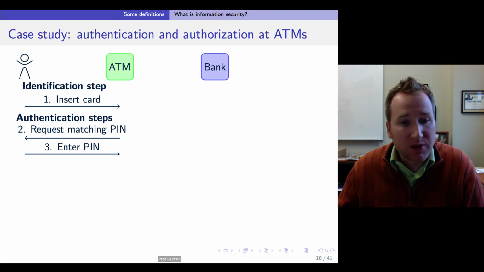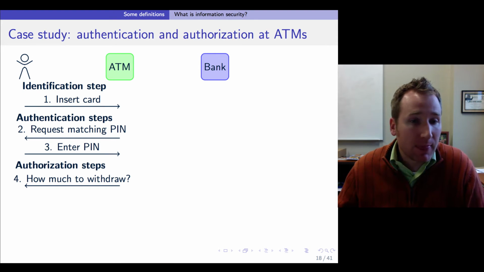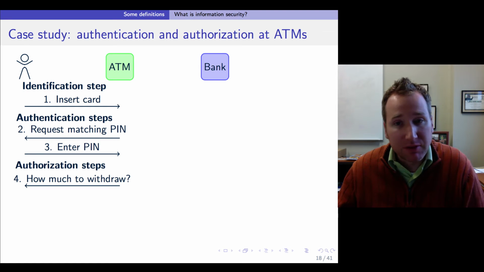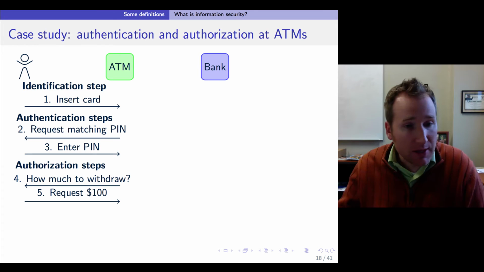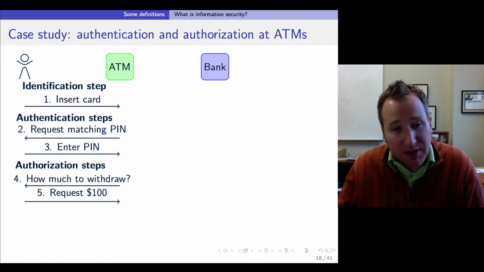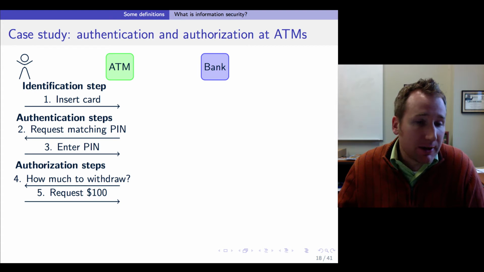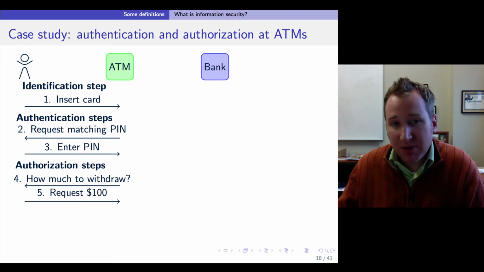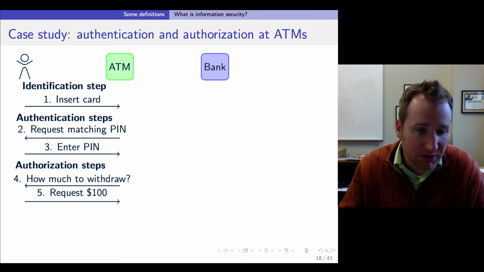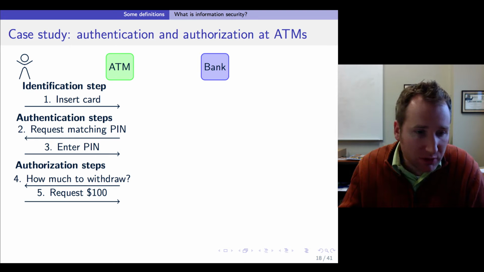The user enters the PIN, and then the ATM sends an authorization request back to the bank, and if that passes muster, then the authorization can take place. So the ATM establishes that the identifier provided has been authenticated. Then the decision becomes, okay, how much should we withdraw?